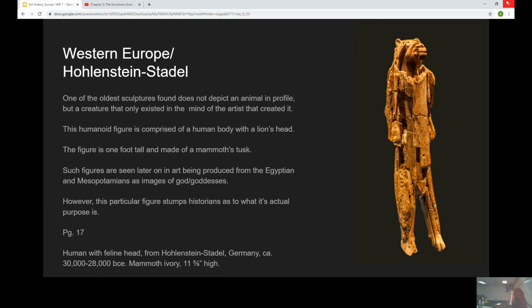It is almost 12 inches tall, so quite large. And the medium used, because you guys for whatever reason can't see the bottom half because the screen isn't fitting right, is mammoth tusk. So this is a 12-inch long mammoth tusk that this was carved on.